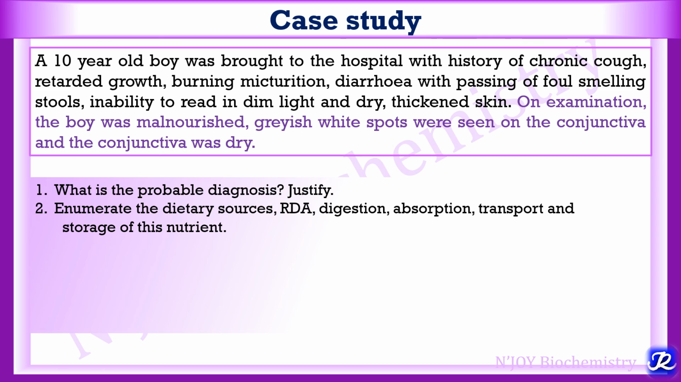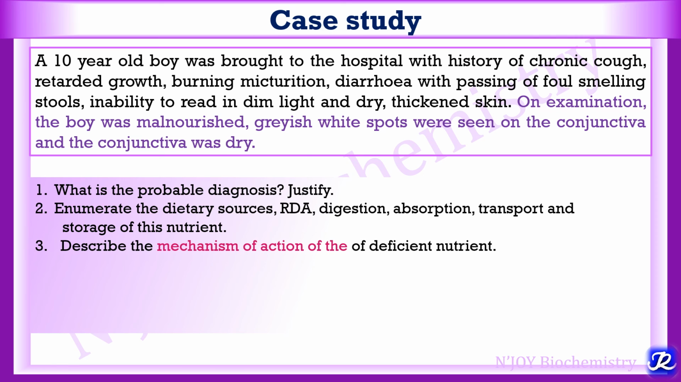Dietary sources, RDA, digestion, absorption, transport and storage, we have already studied in the theoretical part. Mechanism of action of the deficient nutrient: the action of vitamin A is like the action of a steroid hormone. It acts on the nuclear receptors RAR and RXR and regulates gene transcription.